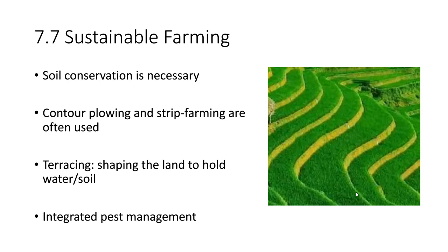And then terracing, just in general, is shaping the land to prevent erosion by being able to retain moisture, retain that water, or retain that soil. So it's shaping it in order to prevent that runoff from occurring, to try to slow down that erosion.